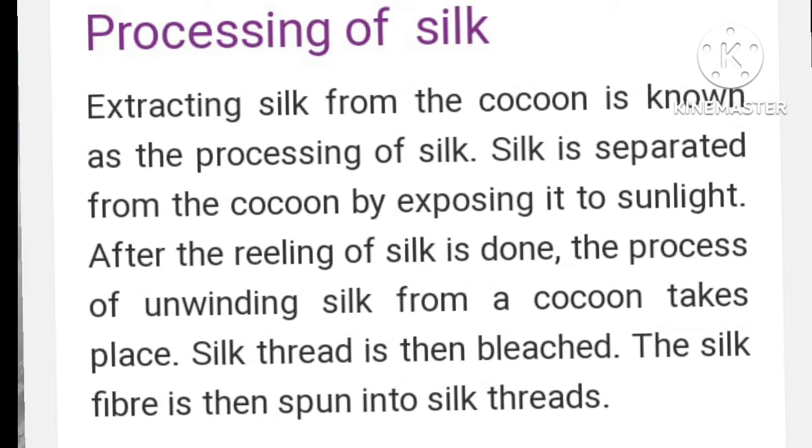Now we are going to learn about processing of silk. Extracting silk from the cocoon is known as the processing of silk. Silk is separated from the cocoon by exposing it to sunlight. After the reeling of silk is done, the process of unwinding silk from a cocoon takes place. Silk thread is then bleached. The silk fiber is thus spun into silk threads.